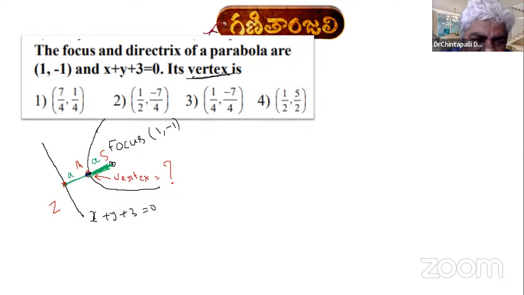What is A here? A is the midpoint of Z and S. Students, please observe this point. What is A? A is nothing but the midpoint of Z and S. Yes, the midpoint of Z and S is A.